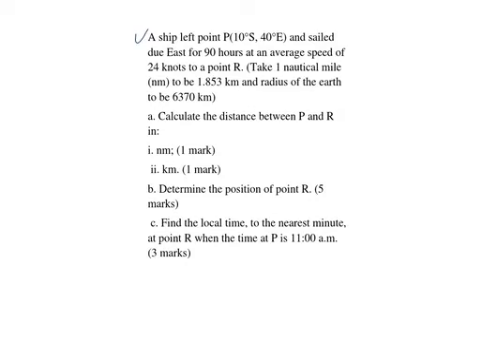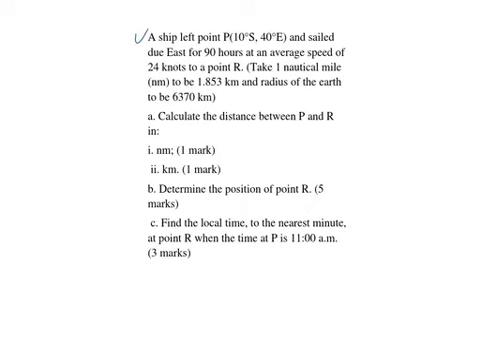Question number 20. A ship left point P, which is 10 degrees south, 40 degrees east, and sailed due east for 90 hours at an average speed of 24 knots to a point R. Take 1 nautical mile to be 1.853 kilometers and the radius of the earth to be 6,370 kilometers. Part A, calculate the distance between P and R in nautical miles.